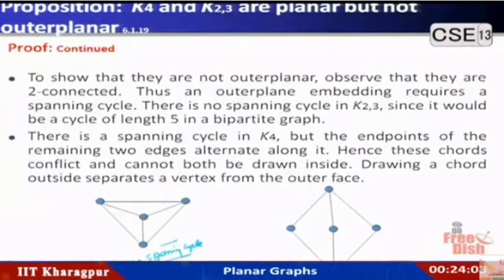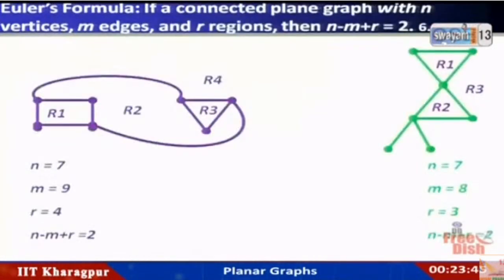There is a cycle in K4, but the endpoints of the remaining 2 edges alternate along it. Hence the 2 chords conflict and cannot be drawn inside. Drawing of a chord outside separates the vertex from the outer face.